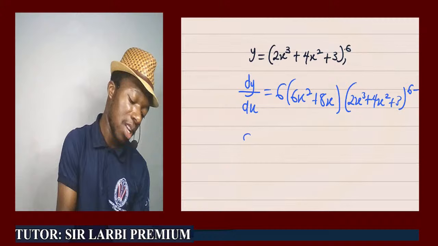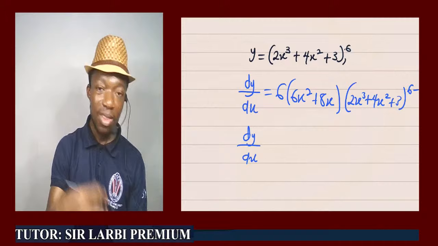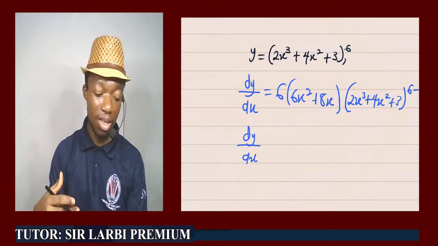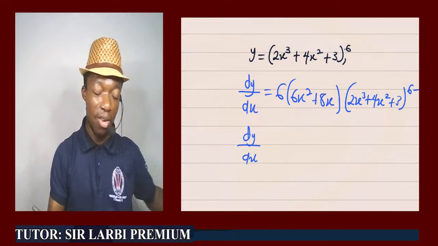So first, you differentiate the 6 by bringing the 6 to multiply the coefficients of the function. And then second, you differentiate the individual terms in the function or in the bracket. And lastly, you repeat the whole function with its power and subtract 1 from the power. And that is all about the differential of higher derivatives with higher powers.